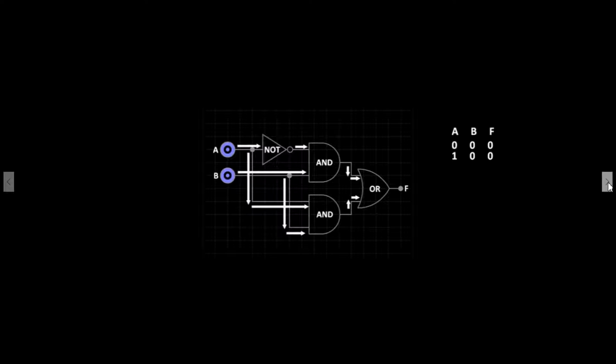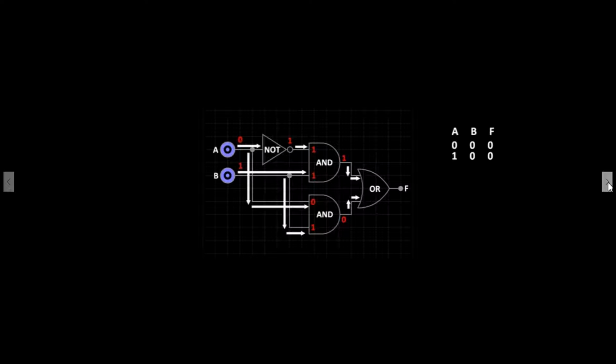Let's now set the input on A to 0 and the input on B to 1. The 0 signal from A is inverted by the NOT gate and becomes a 1. So the first AND gate will receive a 1 signal from A and from B. The second AND gate will receive a 0 signal from A and a 1 from B. So the first AND gate will receive a 1-1 signal, and the second AND gate will receive a 0-1 signal.